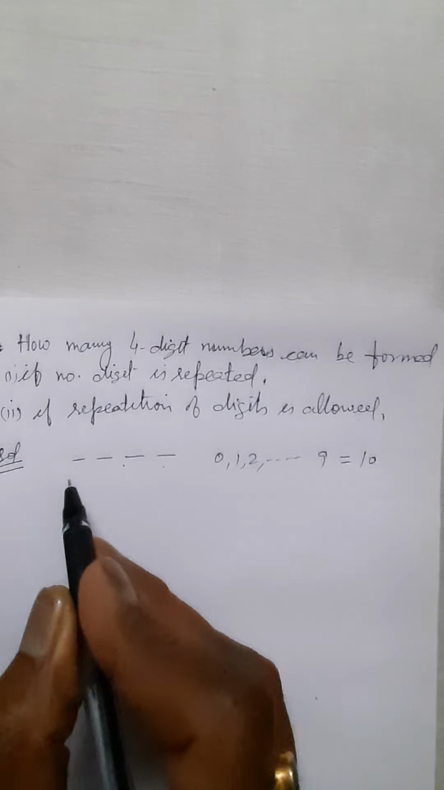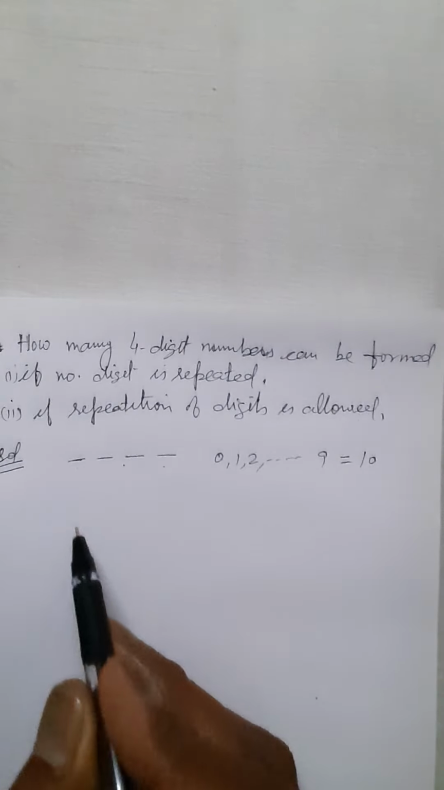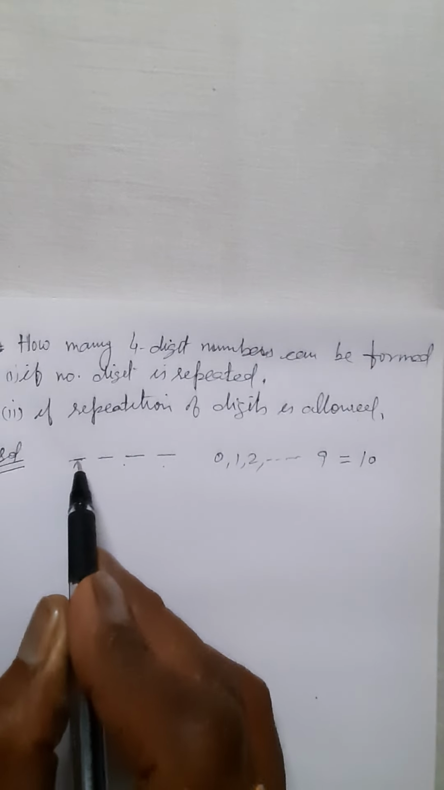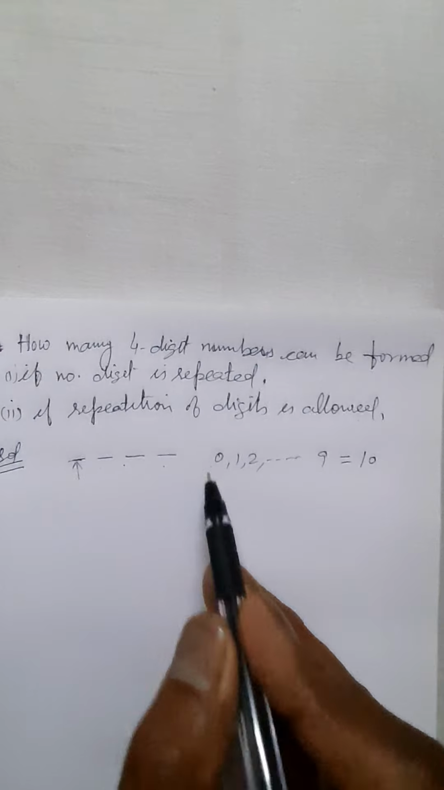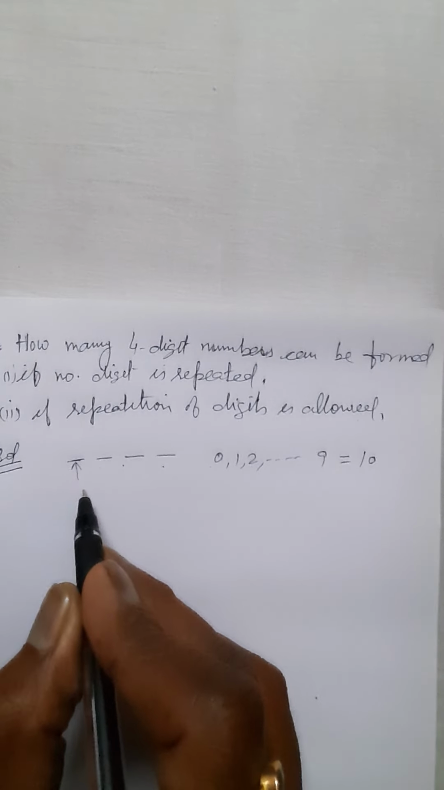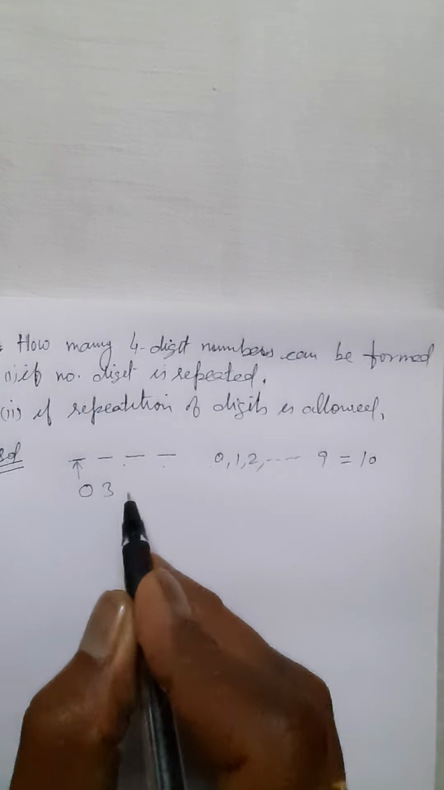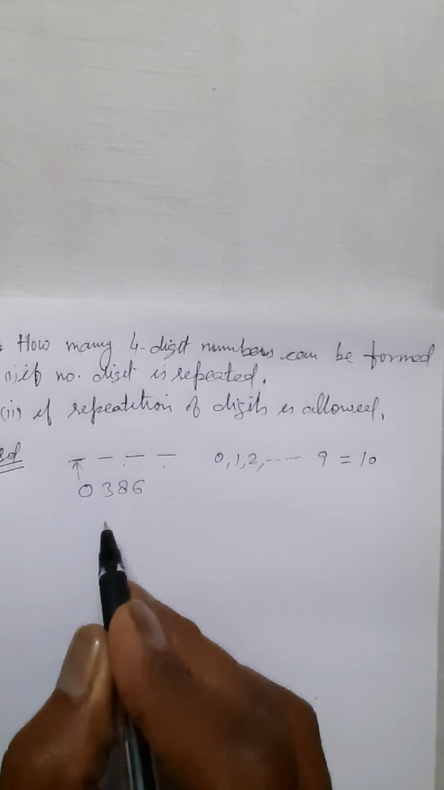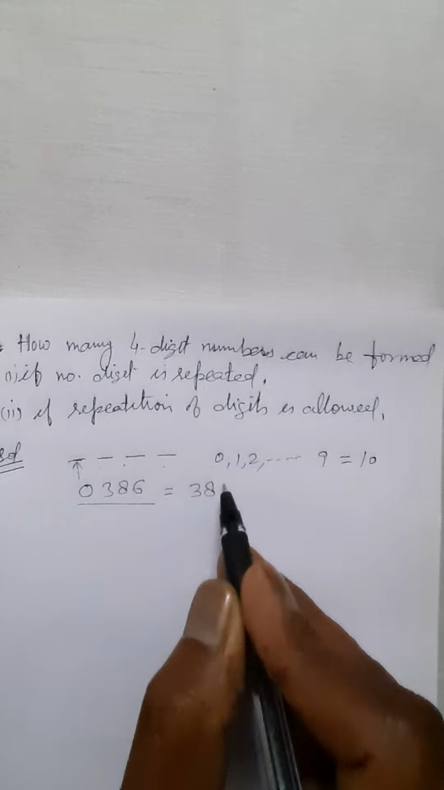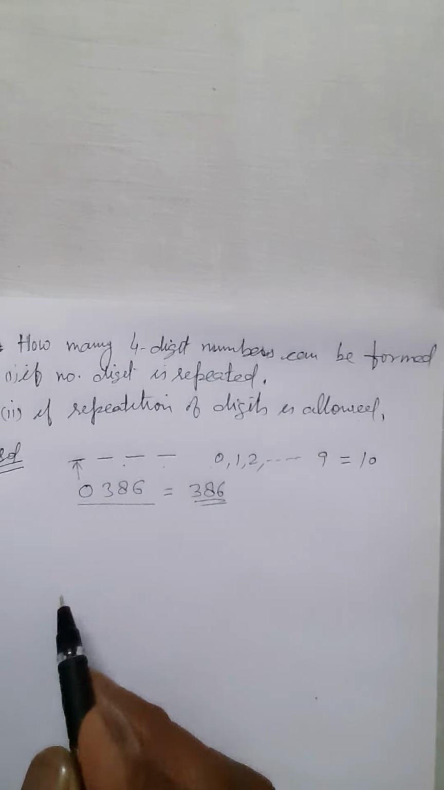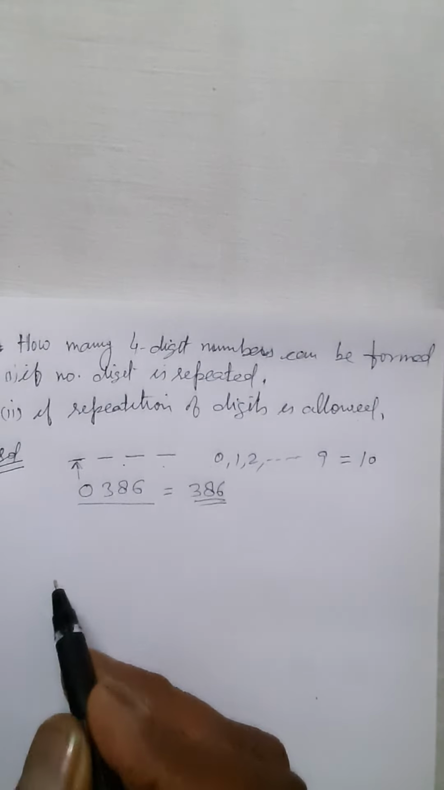I cannot fill this beginning with 0 because if my number is 0, 3, 8, 6, it's not a 4 digit number, it is only 3 digit number. So that's why the reason I cannot take 0 at the beginning.